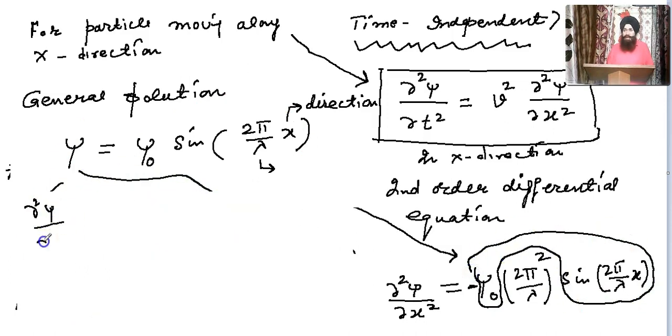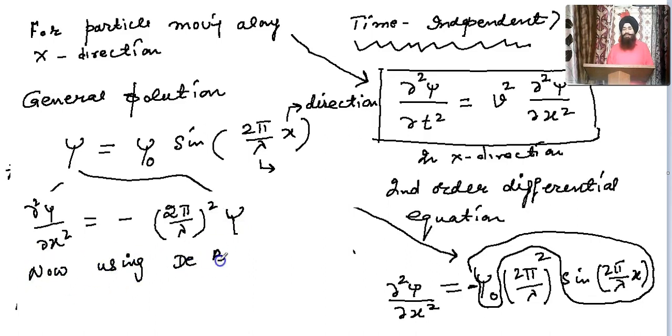This factor is replaced by psi. So the equation becomes ∂²ψ/∂x² equals minus (2π/λ)² ψ. Okay.